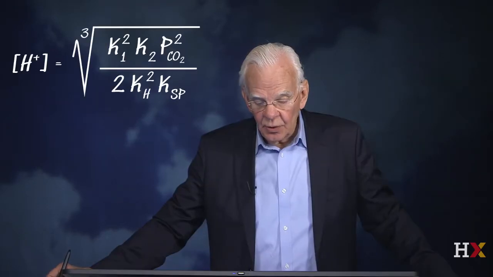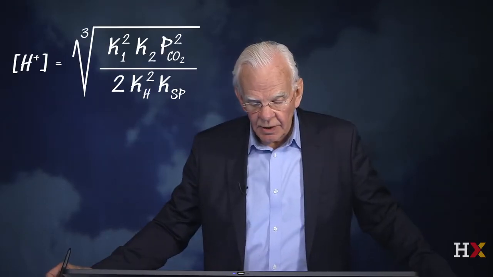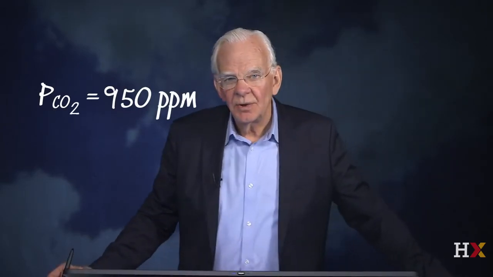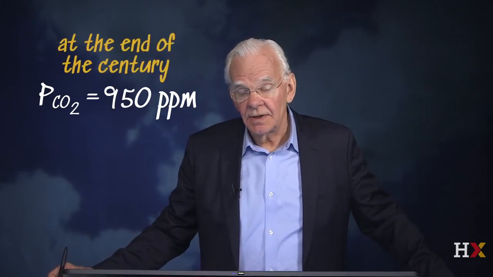So now we can go through and put each one of those variables in. We can put K1, we can put K2, and now let's explore something very interesting. Let's suppose that the pressure of CO2 has risen to 950 ppm, and that is the concentration of CO2 in the atmosphere that we are rapidly progressing toward, an estimate of what the CO2 concentration in the atmosphere will be like at the end of the century.